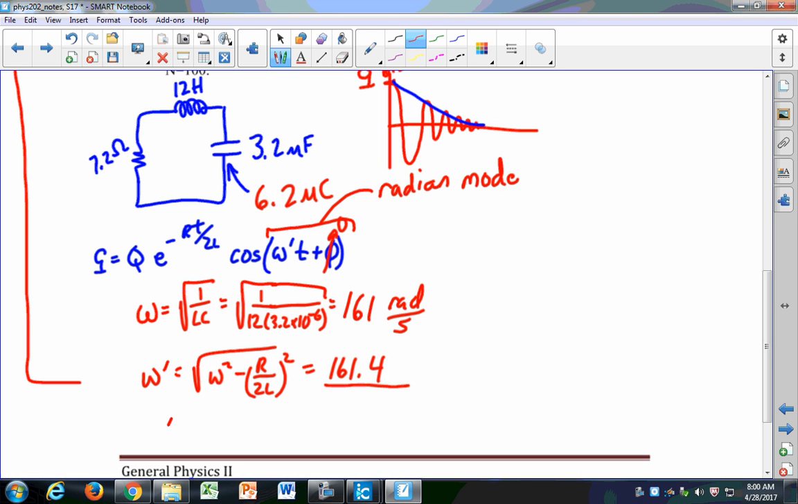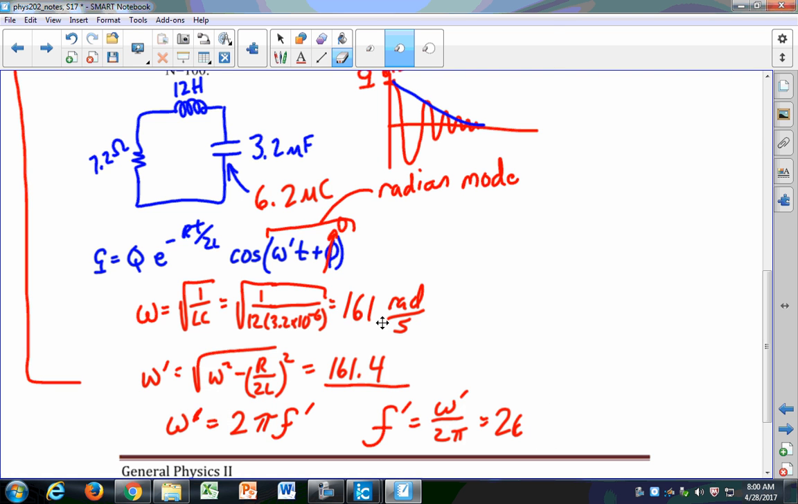Now my omega prime is related to my frequency by 2 pi. In this case, I want to know the number of oscillations per second. And so I need to calculate my frequency. My frequency, which is 1 over the period, is equal to omega prime over 2 pi. And that will give us the number of oscillations per second. So it's going to be 161.4 divided by 2 divided by 3.14. I get 26 hertz, which is 26 times per second.